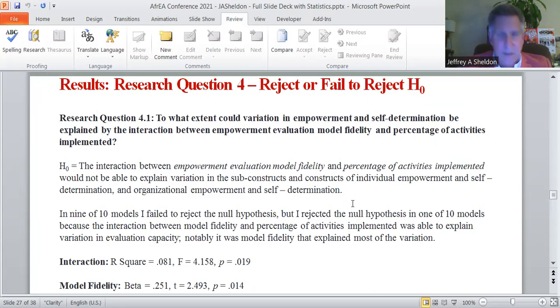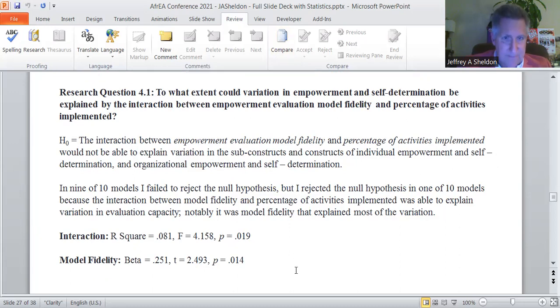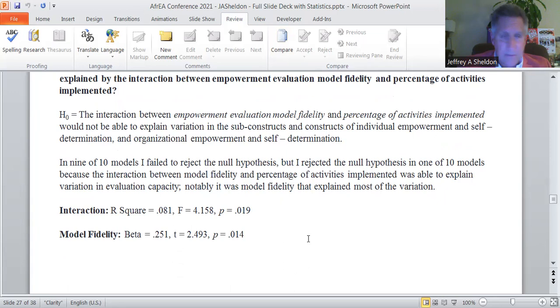for the sake of time, I'm running over a little bit here. So I wanted to know if we could explain any variation in empowerment and self-determination by the interaction between empowerment evaluation model fidelity and percentage of activities implemented. So what I'm actually going to do, you'll have the slides, I'll just set it up, and then we'll get to the last slide of this section to actually talk about the implications.